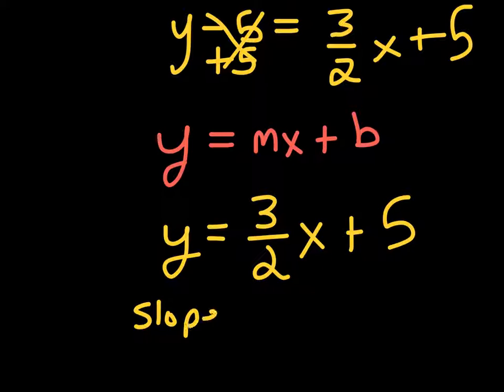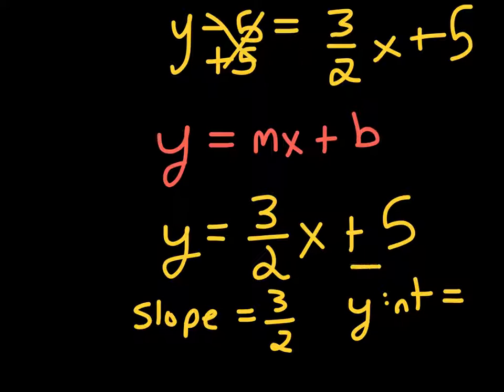3 over 2. Meaning when we graph this, you would go up 3 and over 2, and every point of going up 3 and over 2 would be on this line. We'll show you that in the next example. The y-intercept, where this line crosses the y-axis, is 5. And then we're done. Not too bad.